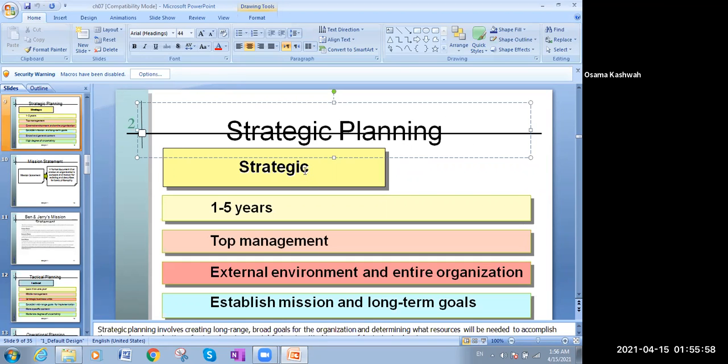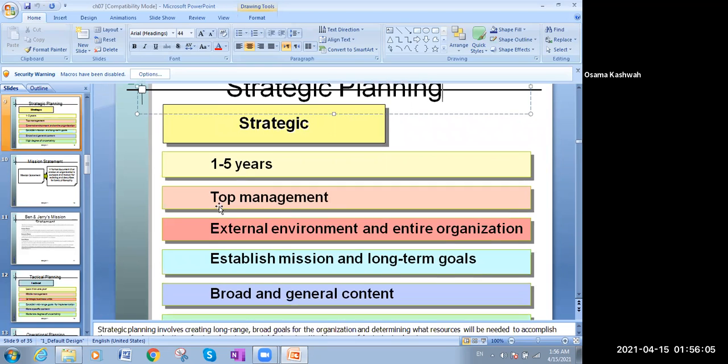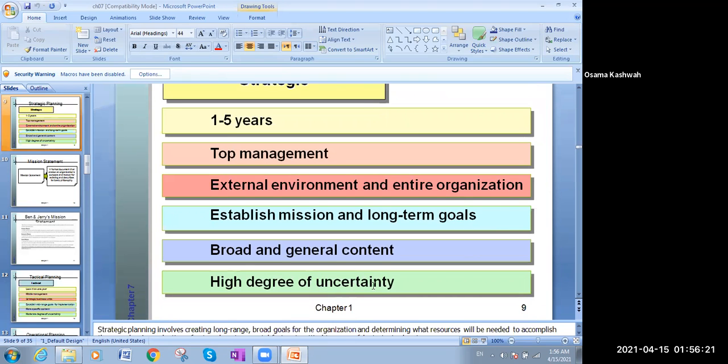So for strategic decisions, the time frame is usually from 1 to 5 years, and they are made at the top management level, concerning the external environment and the entire organization. So we always care in this kind of decision about the external environment around us, establishing the mission and long-term goals, with broad and general content and a high degree of uncertainty.